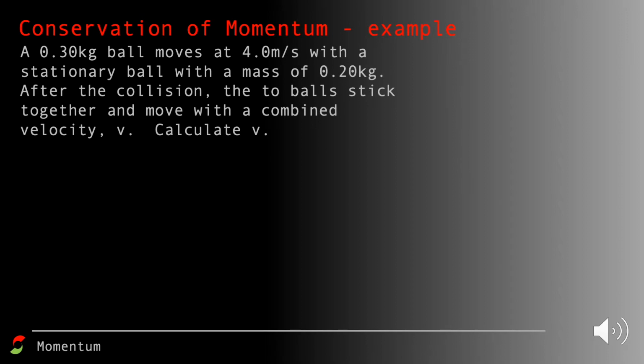That's a little bit wordy. So the best thing that I would suggest you do is to draw a before and after diagram. So this is what it looks like before.